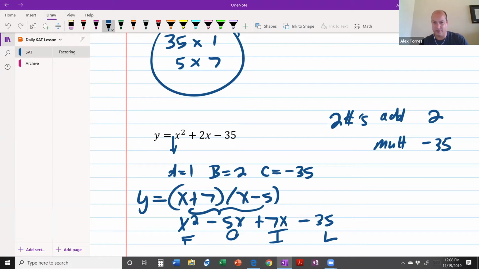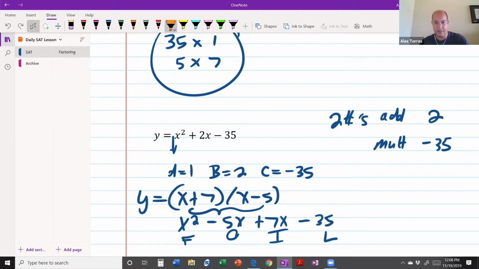The first times the first, which is this times this, gives us x squared. Outer times outer, this times this, gives us negative 5x. Inner times inner, right here, gives us 7x. And last times last, the two last pieces, 7 and negative 5, gives us negative 35.